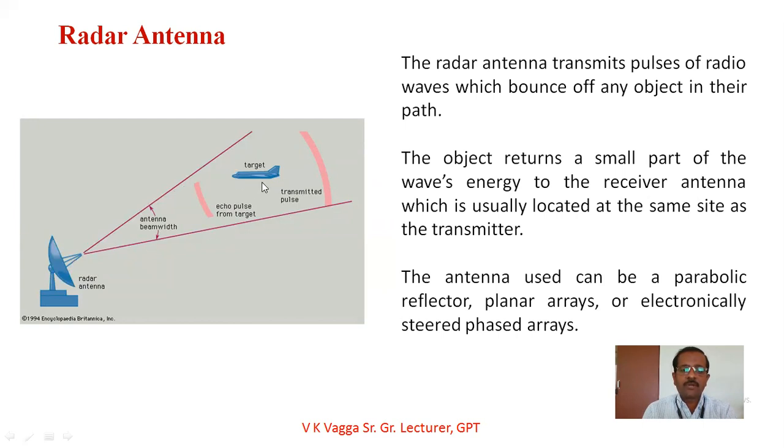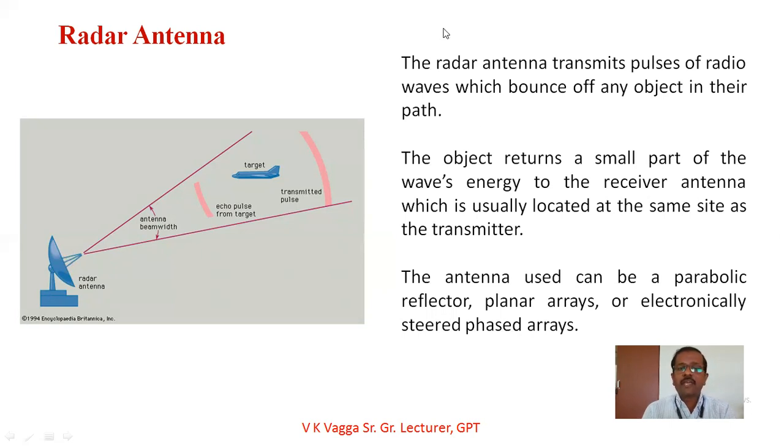And here you can see this is the target. Out of the transmitted signal, some hits the target and generates the reflected signal, which is called an echo. And again it is received by the same antenna, which is placed at the transmitter section itself.